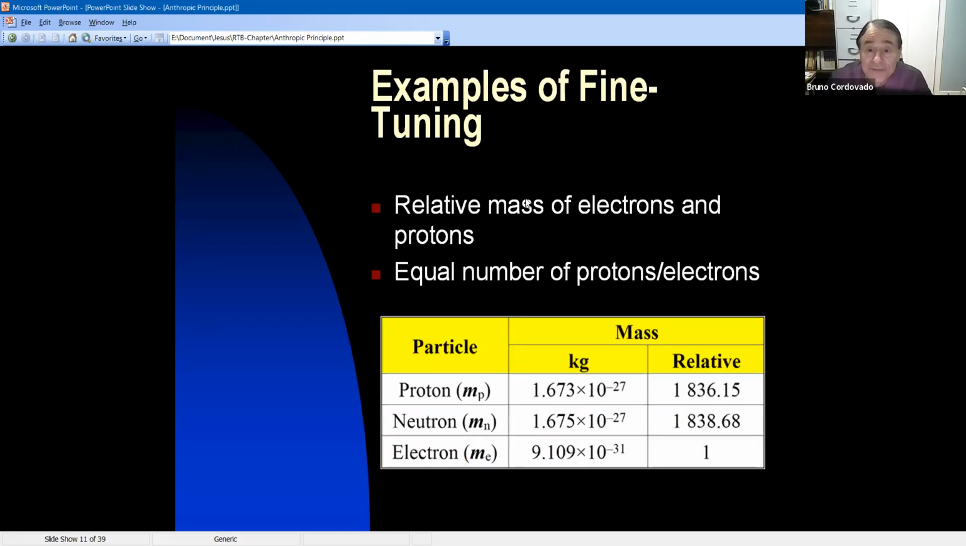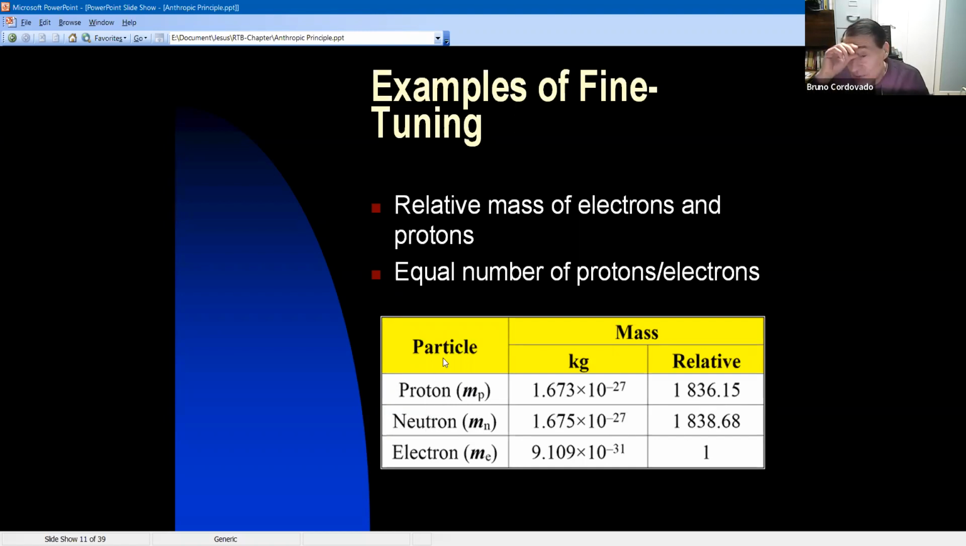Then you need to have the relative mass of electrons and protons balanced correctly. If you compare an electron to a proton, the relative mass is about 1836. The neutron is slightly more because the neutron is actually a proton combined with an electron into a single particle, so that the proton charge cancels out the electron charge, and the neutron has a neutral charge, and that makes it slightly heavier than a proton.